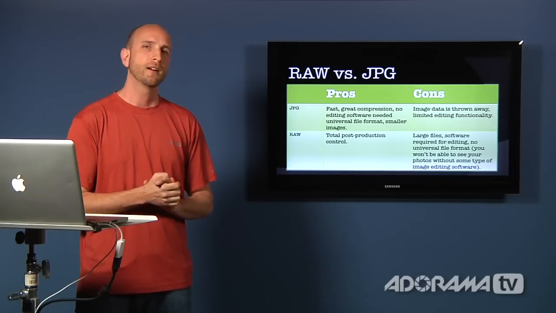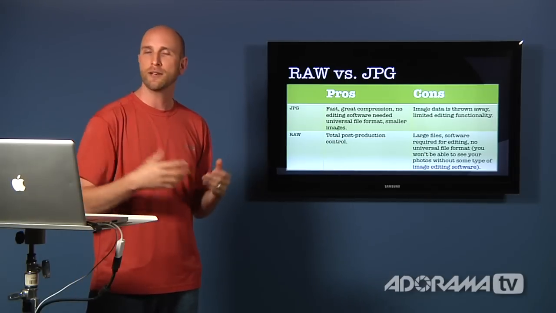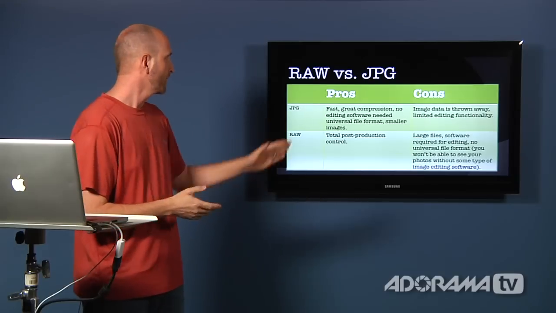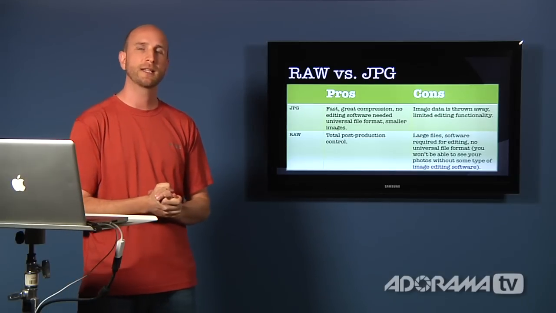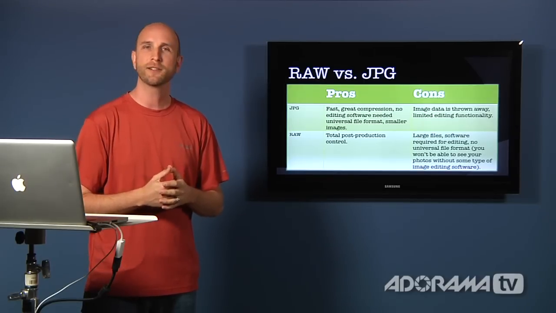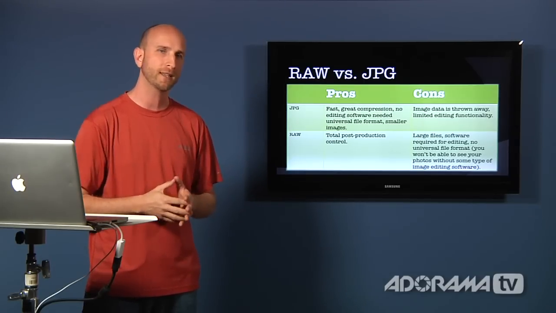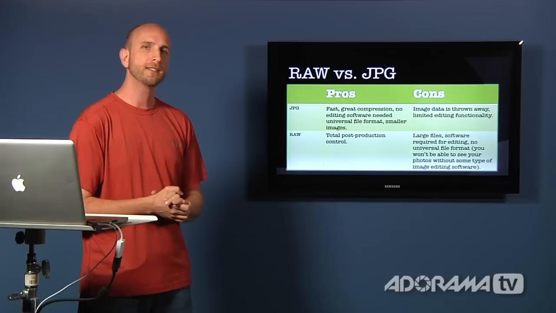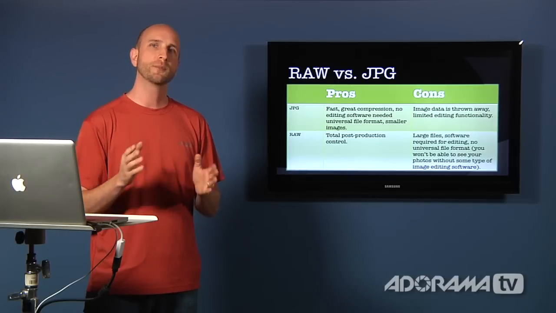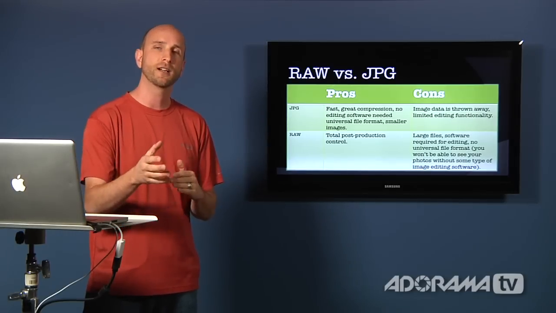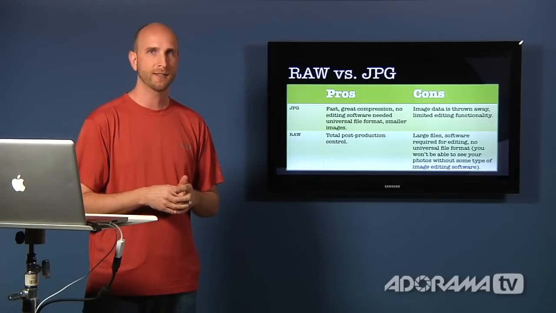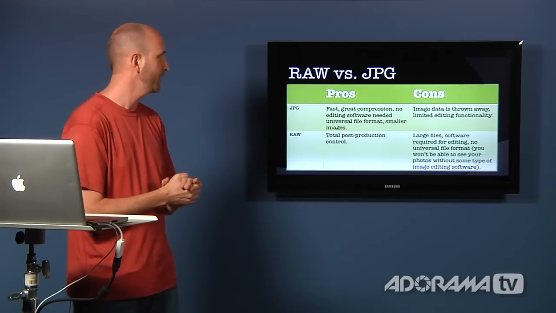Now the cons are that image data is thrown away, so you don't have as much post-production manipulation as you do with RAW files. Now with RAW files, the pro is that you have total post-production control, and if you're a studio shooter, a fine art shooter like I am, you really, really want that. The cons, well, these file sizes are huge. So usually you can only store about 25% as much on your compact flash card as when you're shooting JPEG, and sometimes it's even less than that, depending on your compression settings on your JPEG files.